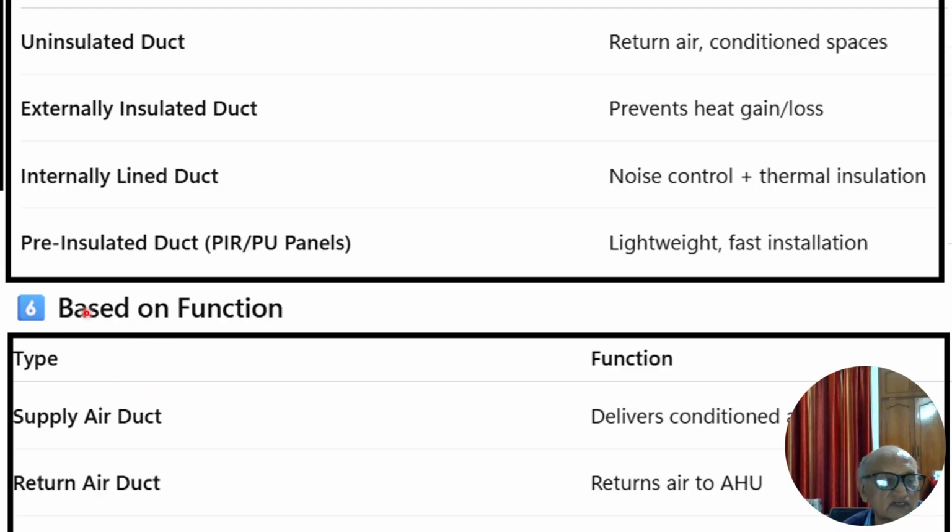Now we are discussing duct classification based on their function. Supply air duct delivers conditioned air into enclosed premises, and return duct returns air to the AHU, and normally they go above the false ceiling.